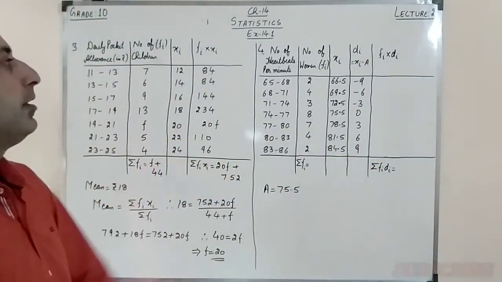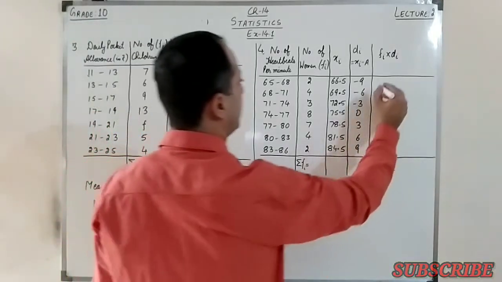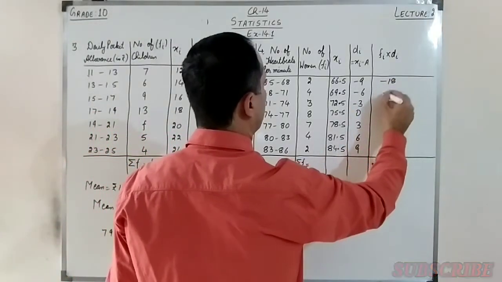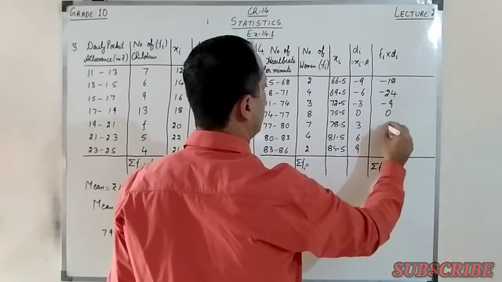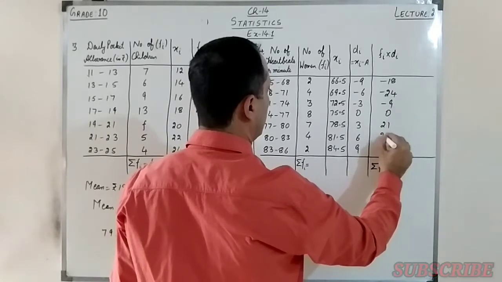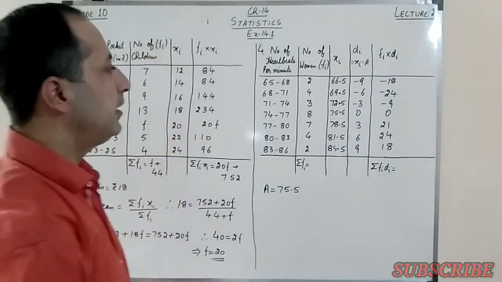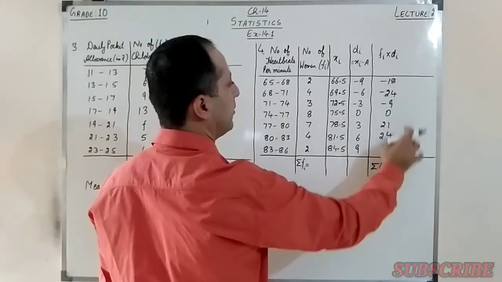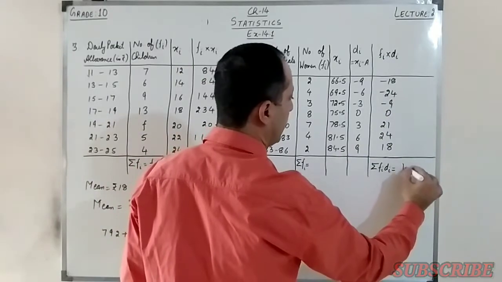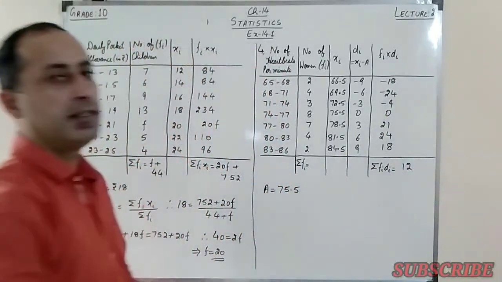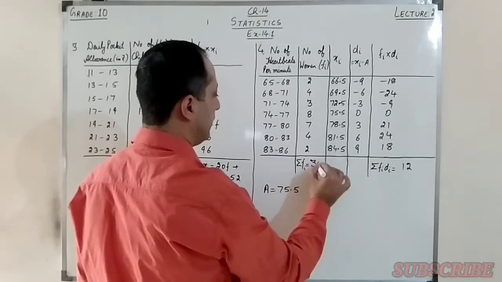Now next, we multiply the column of frequencies and the deviations. So this is minus 18, minus 24, minus 9, 0, 21, 24 and 18. You see minus 18 and 18 go to 0, minus 24 and 24 go to 0. At 21 minus 9, we get the value of summation fi di as 12. And summation fi we get here as 30.